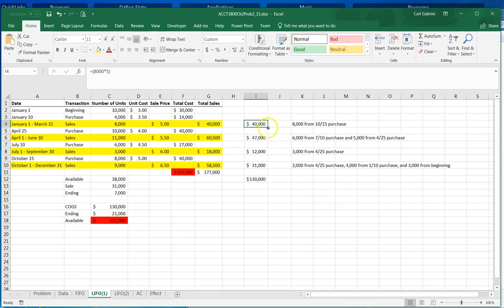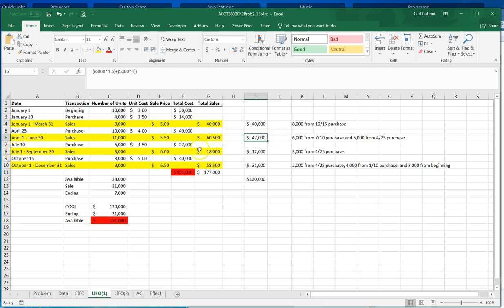Okay, so it's $40,000. For the 11,000 units that are sold in the second quarter, 6,000 units come from the July 10th purchase and 5,000 units from the April 25th purchase. So you notice we're working backwards. We were working forwards when we were doing FIFO. Now we're working backwards. And so we have 6,000 units at $4.50 and then 5,000 units at $4. That totals $47,000.